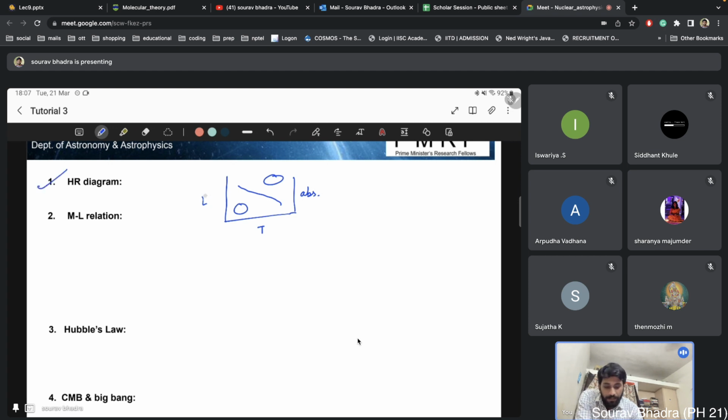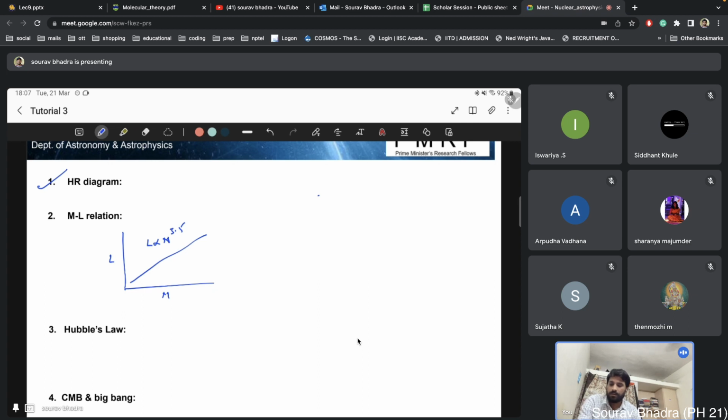Next, an important thing is the ML relation, that is the mass-luminosity relation of stars. I told you that this mass-luminosity relation is actually an empirical formula. It is not so solid in theory, but it has been calculated using observation, and roughly it follows L proportional to M to the power 3.5. All this we have done.